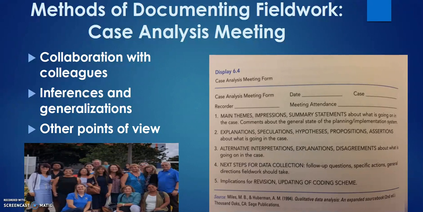In this example from the book, 2 of the different categories include, number 1, what are the main themes, impressions, or summary statements about what is going on in the case? And number 2, what are some explanations, speculations, hypotheses, propositions, assertions about what is going on in the case?